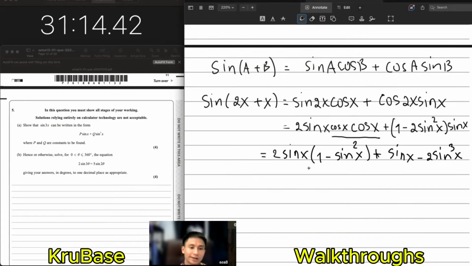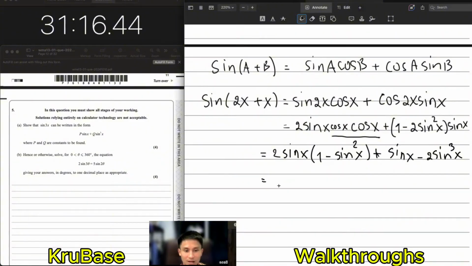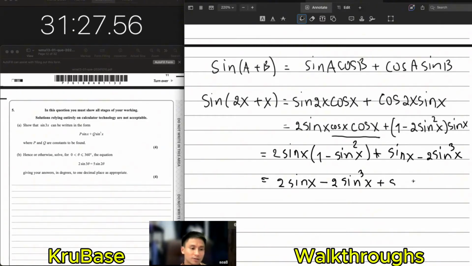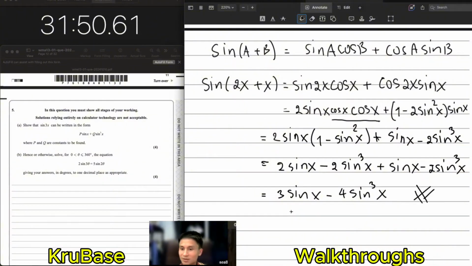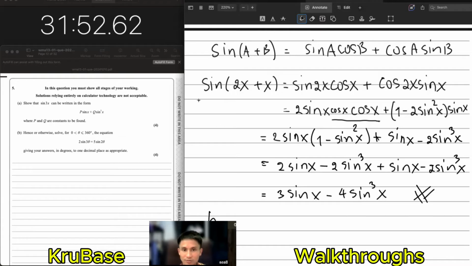Again, multiplying all out, I get 2 sine x, and then 2 sine multiplying minus sine squared, I get minus 2 sine to the power of 3. Simplifying every term, writing everything back again, and collecting the like terms, I get 3 sine x minus 4 sine cubed x. That seems fine. I think I'm familiar with that. So I'm going to say that this is my answer. That's part A.